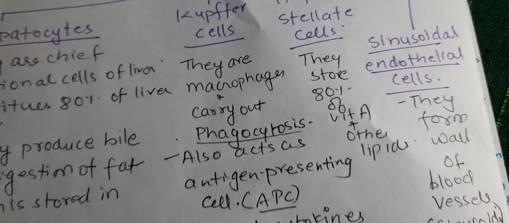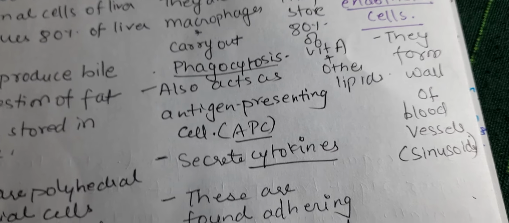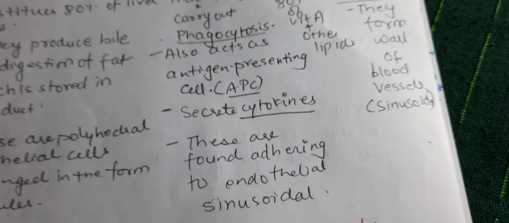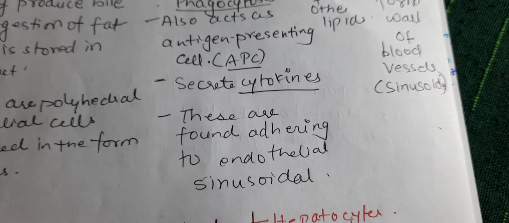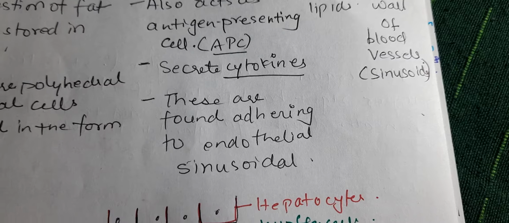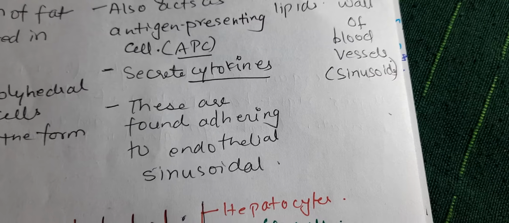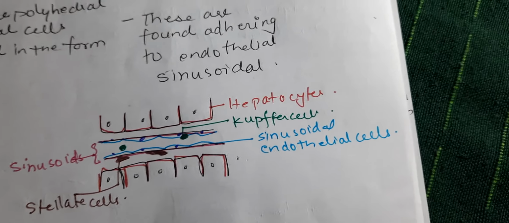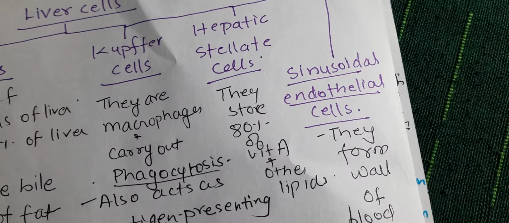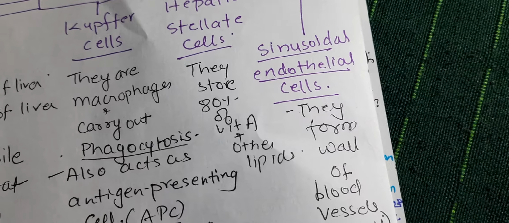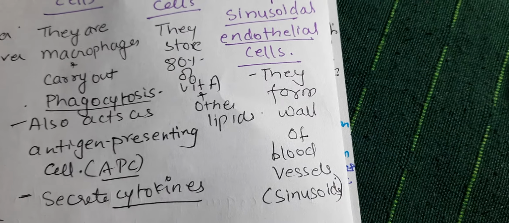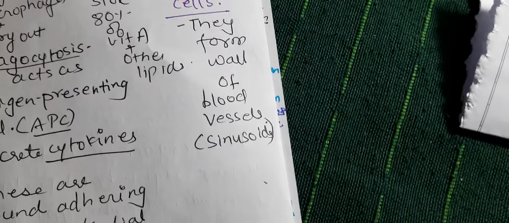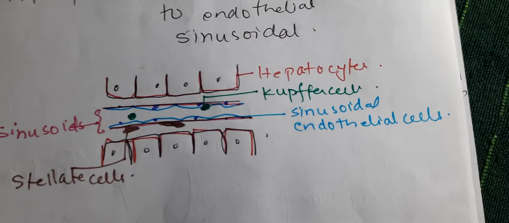Then Kupffer cells are macrophages and carry out phagocytosis. Basically they are associated with immunity. Some of them also act as antigen presenting cells, and they also secrete cytokines. So these are actually the functions related to immunity. Then hepatic stellate cells store 80% of vitamin A and other lipids. Sinusoidal endothelial cells form the wall of blood vessels.